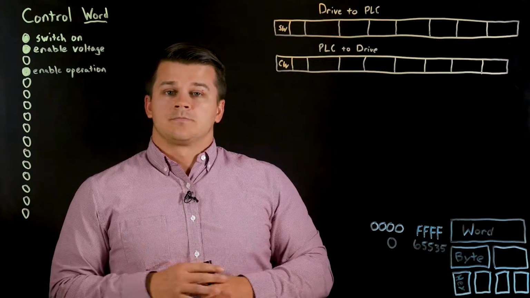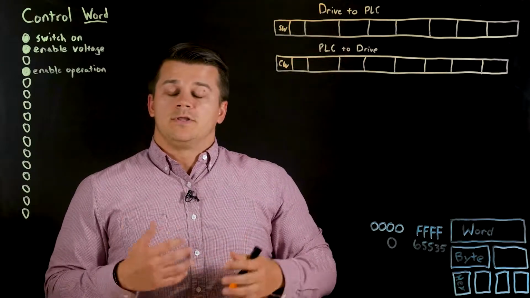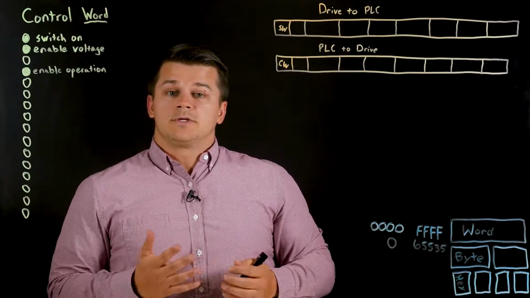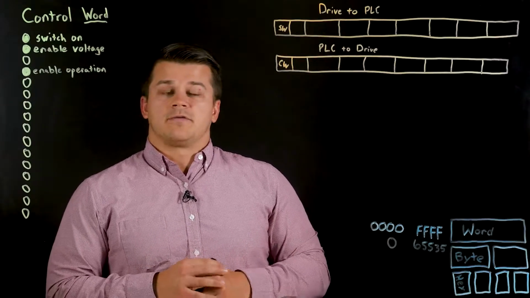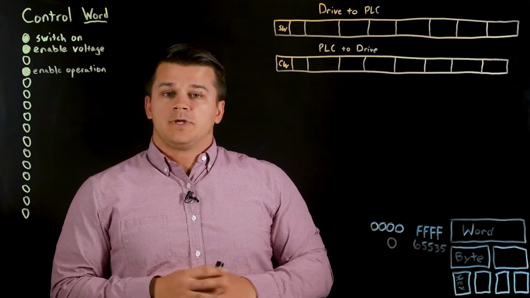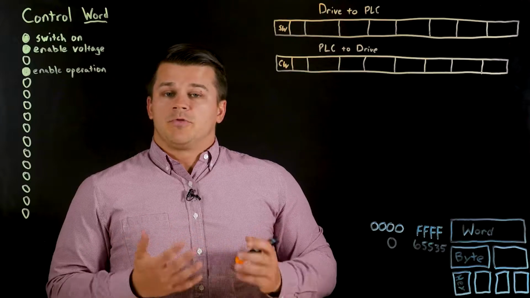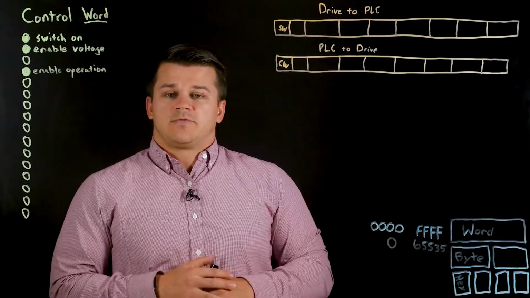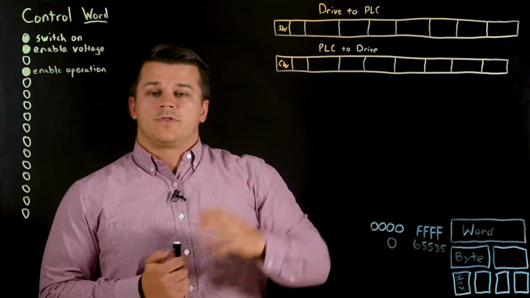Other examples from the PLC to the drive would be the command speed, a torque limit, a command position, or any other parameter in the drive. From the drive to the PLC, you could have your actual speed, your actual position, your output current, output voltage, or so on. Any type of diagnostic information, you would want to tell the PLC what the drive is doing.